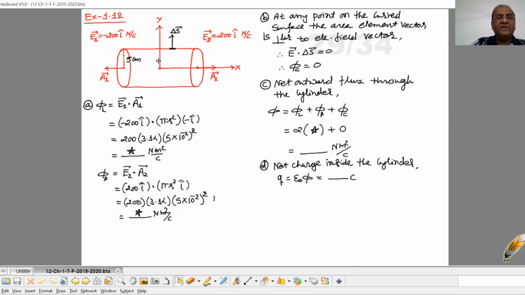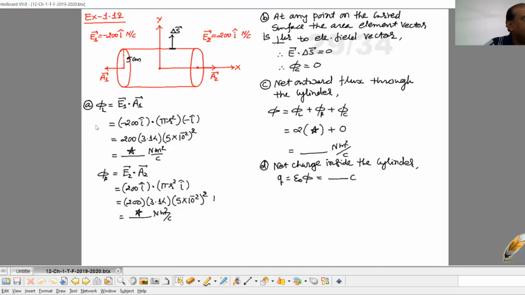Now see, this one is the cylinder whose axis is coinciding with the x-axis, and the center of the cylinder is coinciding with the origin of the Cartesian coordinate system. In positive x direction, the electric field is 200 i caret Newton per Coulomb. In negative x direction, it is minus 200 i caret Newton per Coulomb. So first solve question A.